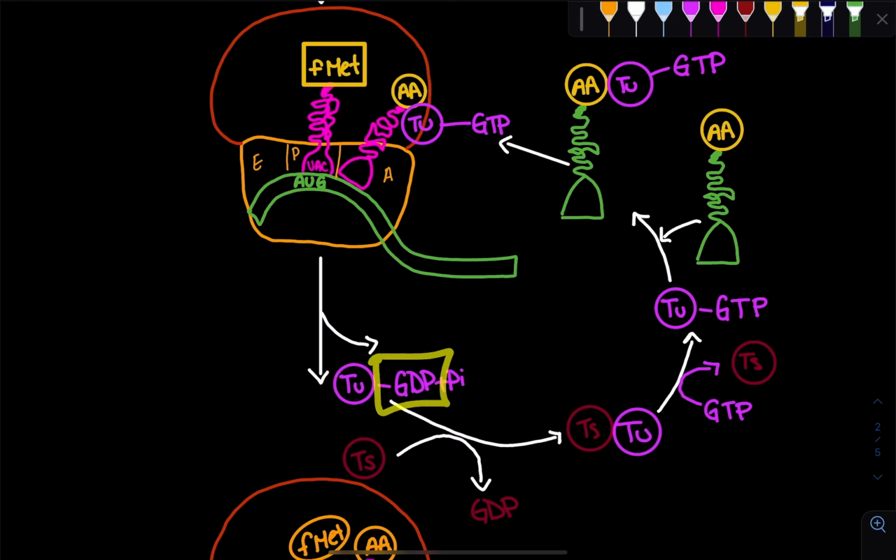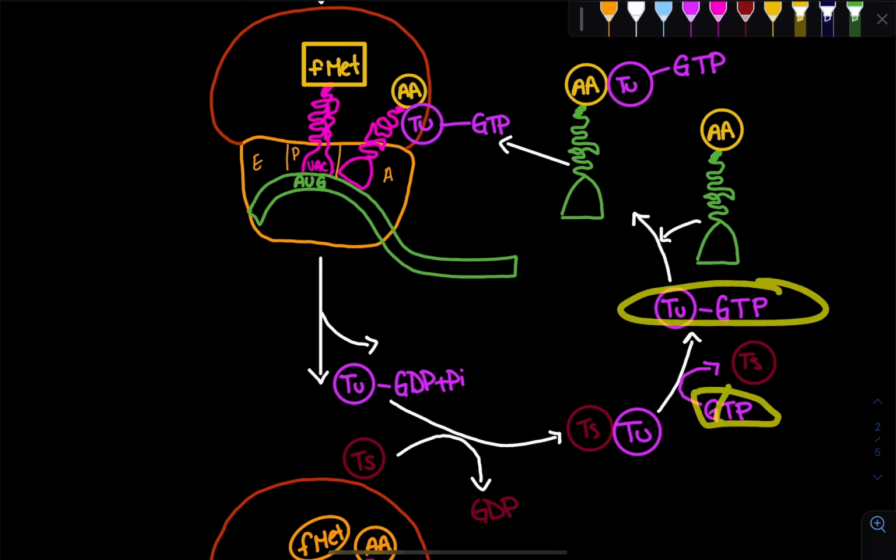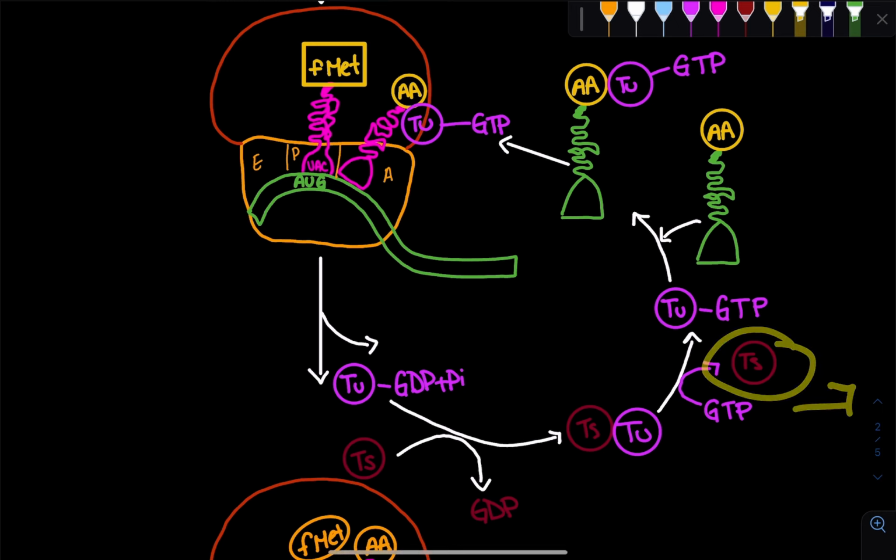First, we need to remove the GDP on thermounstable. We do that with the help of another elongation factor called thermostable. Thermostable comes in and it removes that GDP and it binds with the thermounstable, and we get thermounstable and thermostable bound together. When they are bound together, now the thermostable can help facilitate the bond with GTP and thermounstable. So GTP will now come in and bind to the thermostable and the thermounstable, and the thermostable will now leave.